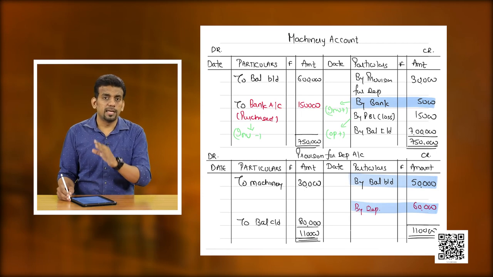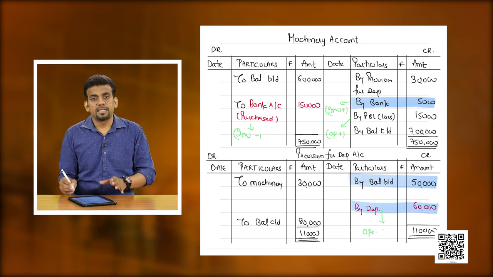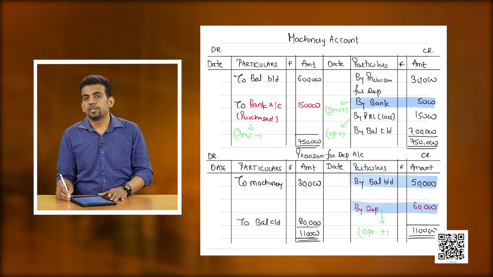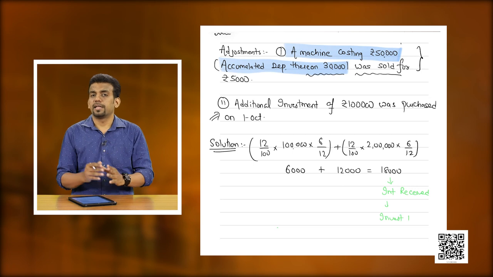And let me tell you what is going to be the treatment for these things. As you can see, 1,50,000 is the purchase during the year. So this is going to be deducted from investing activities, as it is a purchase and an outflow of cash. This 5,000 figure is the sale. So this is an inflow of cash by selling our machine. So this is going to be added in investing activity.